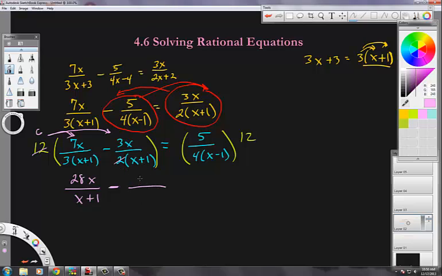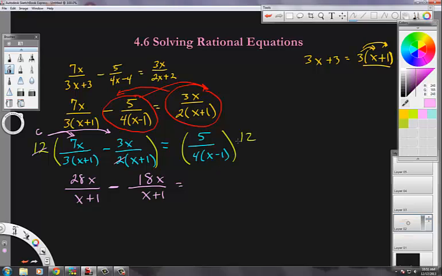But on the top, I'm going to get 18x, and on the bottom, I'm going to have x plus 1. So now, good. We have our bottoms the same, which is good. We can now subtract those. But we've got to do it to this side too. If we're going to multiply by 12, we've got to do everything by 12.